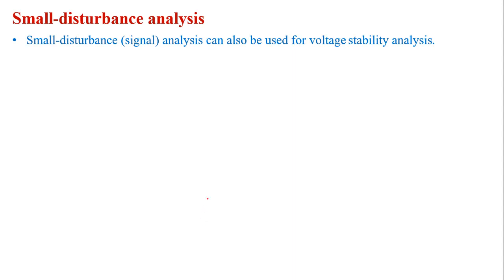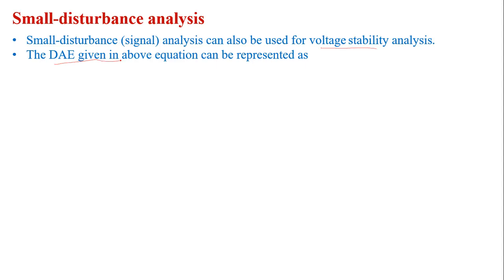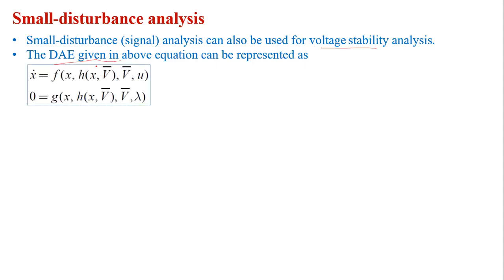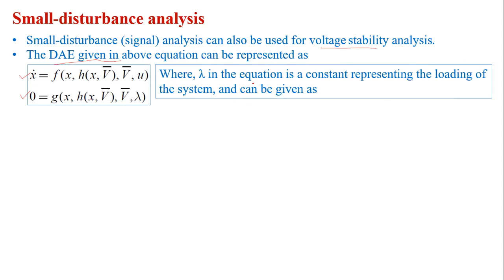So how can we do this small disturbance analysis for voltage stability assessment? Small disturbance analysis can also be used for voltage stability analysis. So the DAE is given in the above equation, what we have seen in the last slide. This is your differential algebraic equation. Now the H is in fact merged with the state equations. Now lambda in the equation is a constant representing the loading of the system and can be given as this.